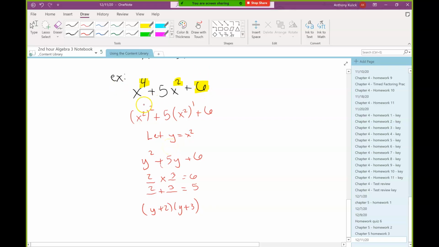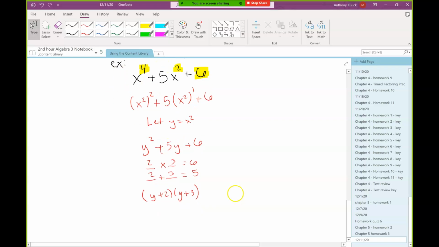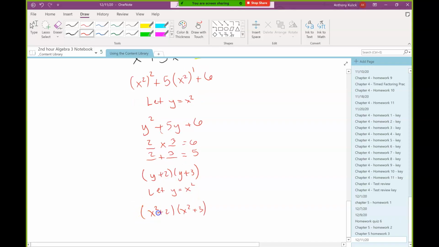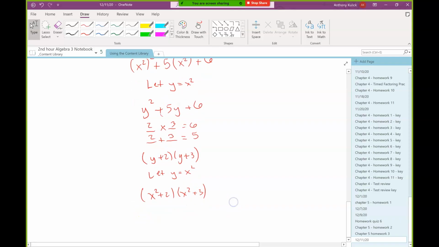And then I should just check to see if either of these two are factorable anymore. So I have x squared plus 2. I know that's not factorable because I don't have a difference. There's no factoring for a sum of squares because of the plus sign. And similarly, x squared plus 3. There's no factoring for a sum of squares, so that would be my final answer.